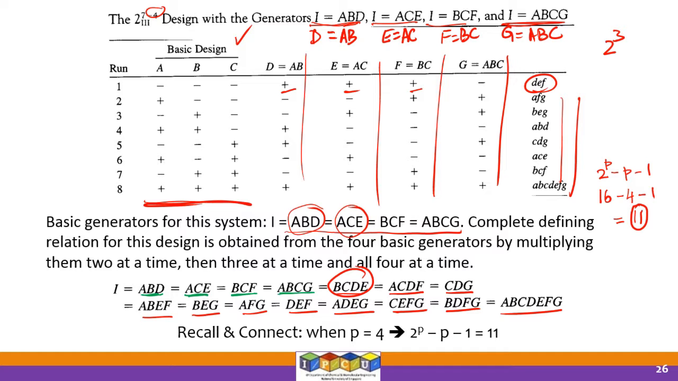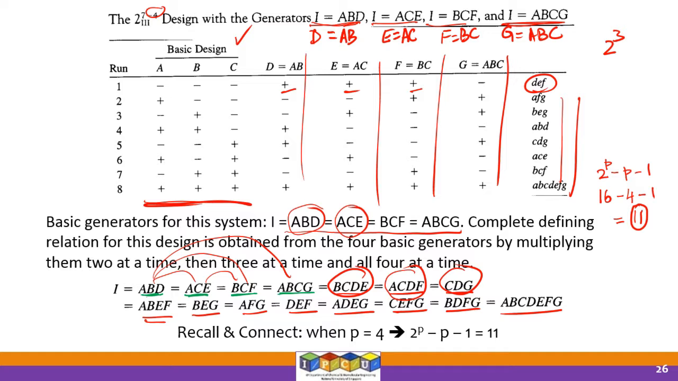If you take ABD and you multiply it with BCF, you would get ACDF, which is what you see here. And if you take ABD and multiply it with ABCG, you will get CDG, which is what is shown here. And so on. So once we are done with this, this, and this, then you take ACE and multiply it with BCF. So you will get ABEF, which is what is shown here.